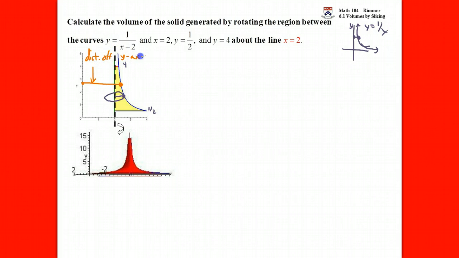Right? We subtract from that this distance here. That distance we subtract is going to be the same thing as we move up and down: 2. So the radius is equal to x minus 2.